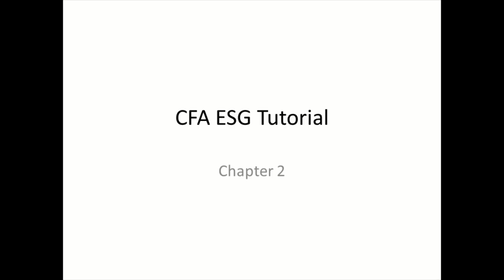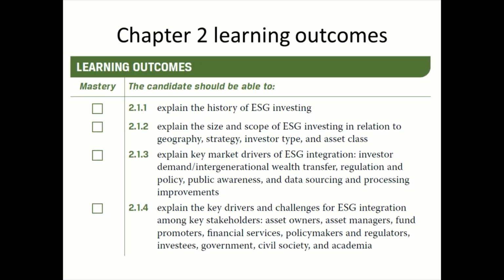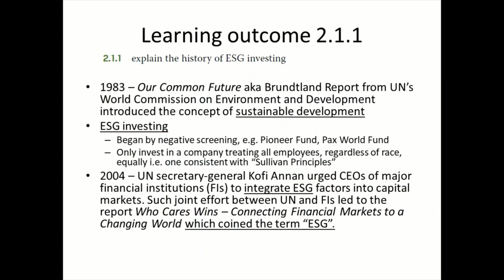Right, so this is chapter 2, and again we start from learning outcomes. There are 4 of them, and I explain each of them one by one in subsequent slides. The first learning outcome is to explain the history of ESG investing. This part of the chapter explains a few important concepts and where these concepts are from.